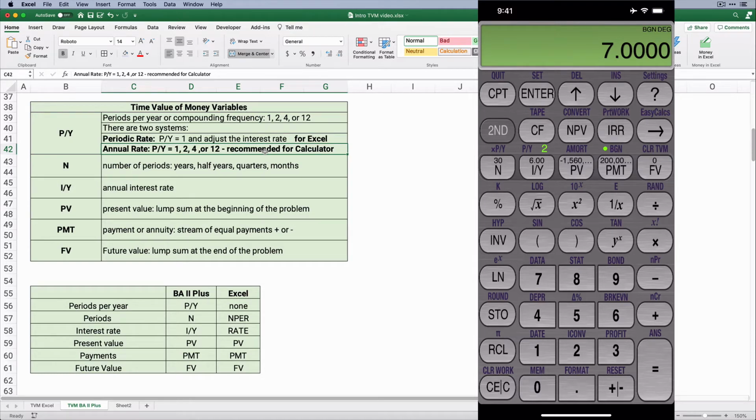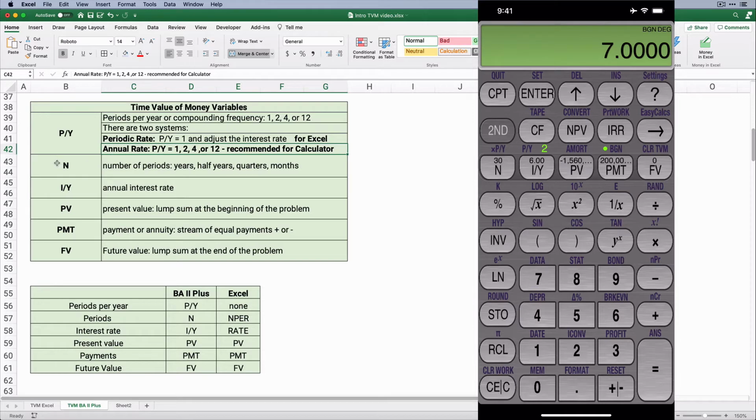Now you could use the system where you always set the periods per year to 1, never change it, and you're always having to do the periodic rate. Well, I don't think that's the best way for this calculator. If you already know how to do that system, then don't change. If you don't want to change, don't change. But don't switch back and forth. Pick a system, either periodic or annual rate, and go with that. Now, you don't have a choice on Excel, but you have a choice on your calculator.